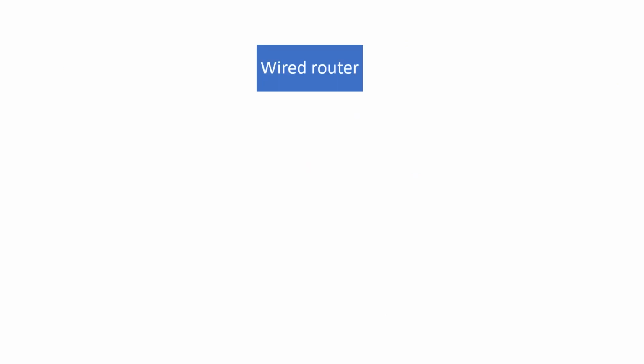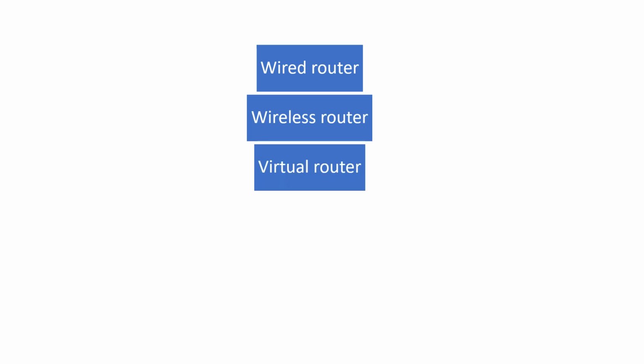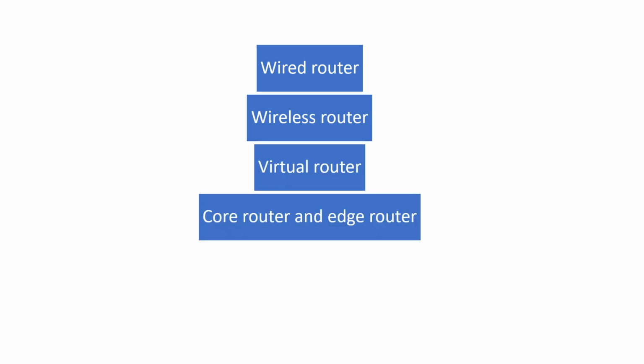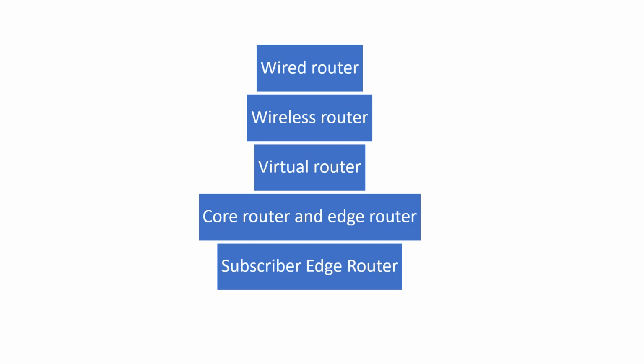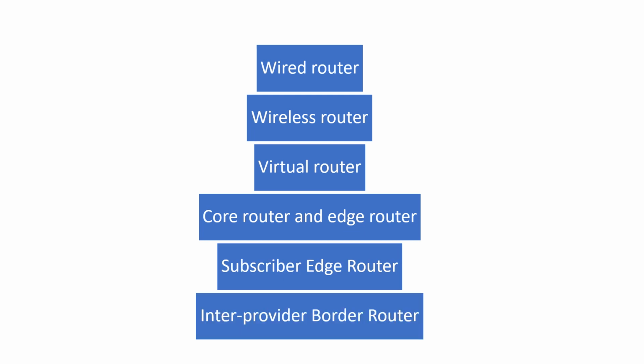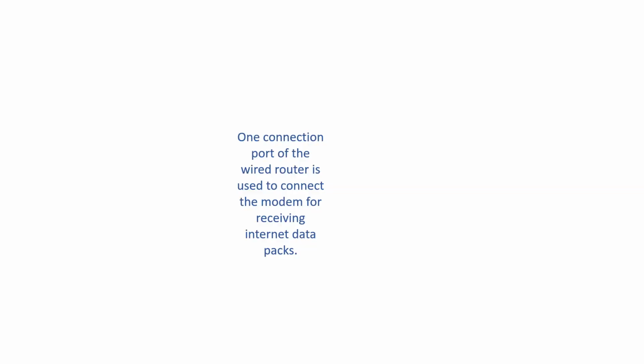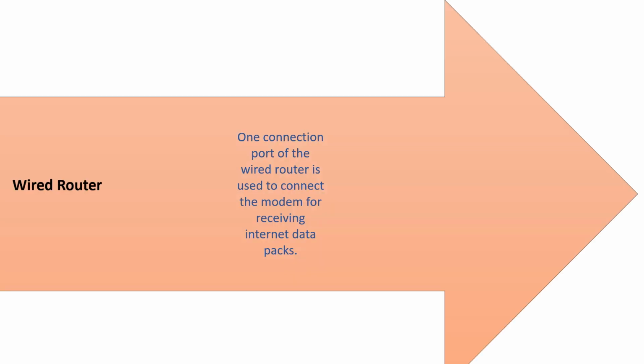And next, we can see the types of routers. First one is the wired router, wireless router, virtual router, core router and edge router, subscriber edge router, and inter-provider border router. You can see the types of routers one by one.